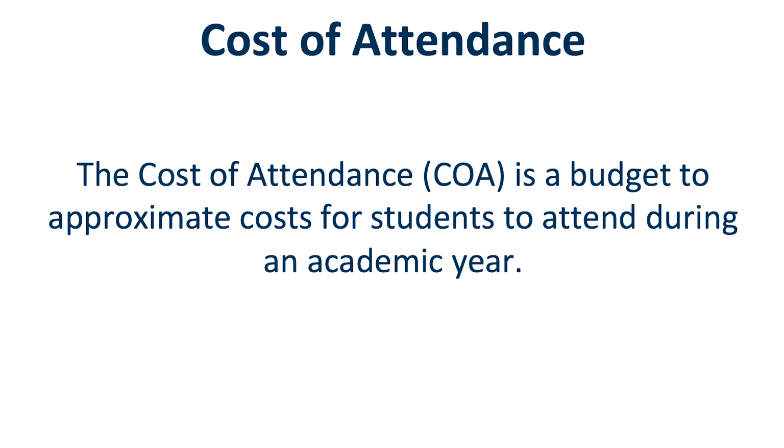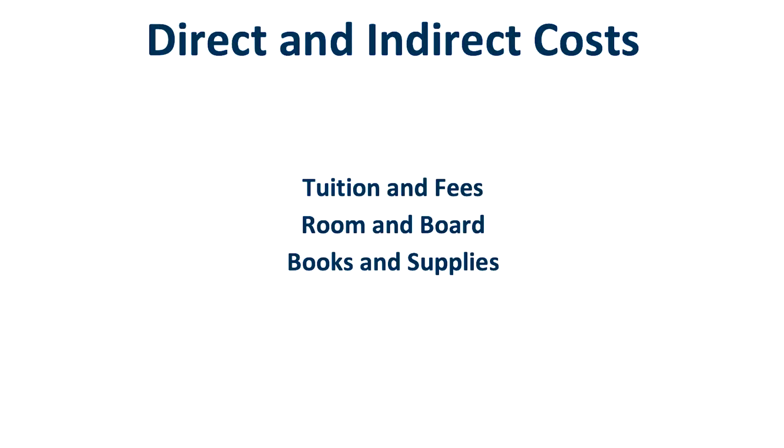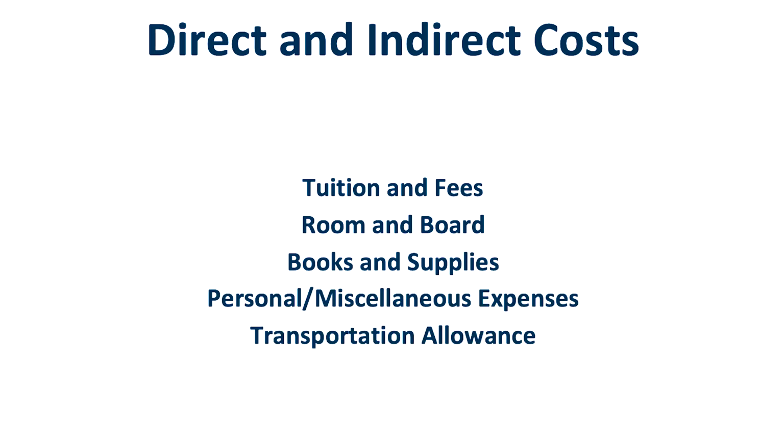Cost of attendance is a budget that the school creates, also known as a COA, that helps determine what a family can be eligible for within their school budget for an academic year. That can include things like tuition and fees, room and board, books and supplies, personal and miscellaneous expenses, and transportation allowances.